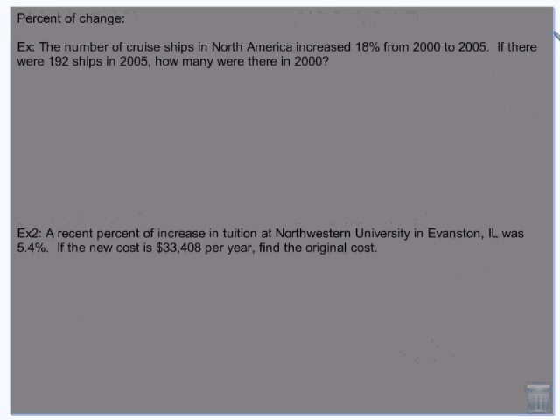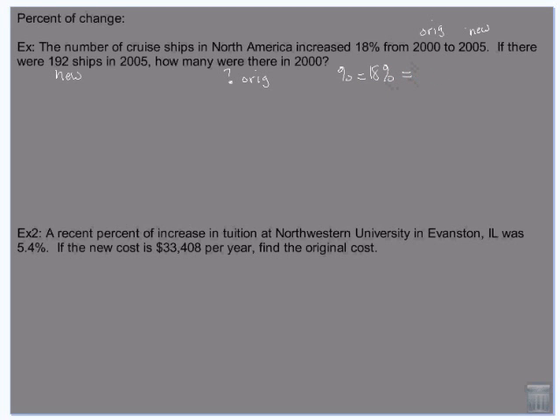You get percent of change with real world examples a lot because we do percent changes in money and things like that. So what we want to do is look at the number of cruise ships in North America that increased 18% from 2000 to 2005. So this is the original, and that would be the new. Okay, so if there are 192 ships in 2005, that's the new. And we want to know how many there are in 2000. So we don't know the original. But I do know that my percent was 18%.